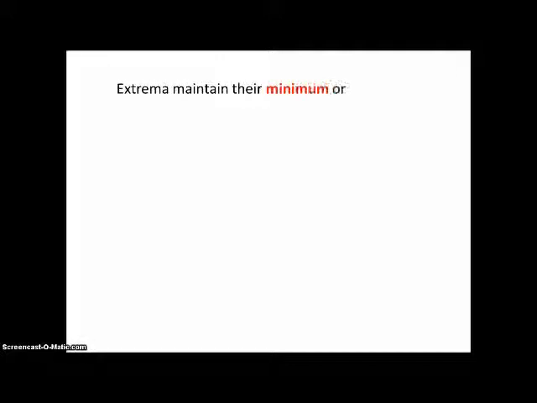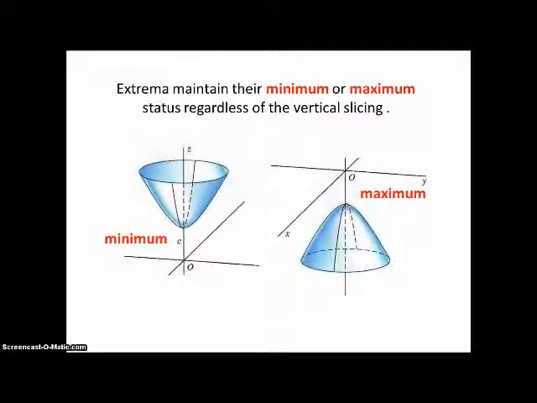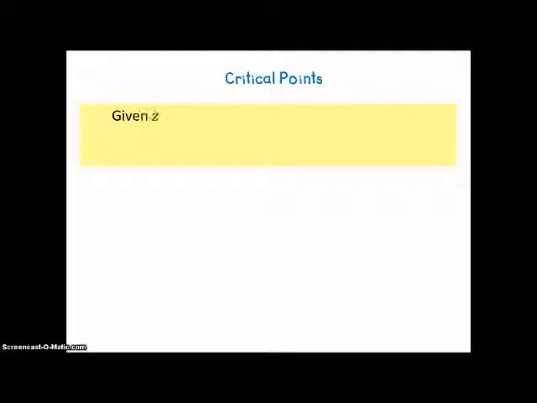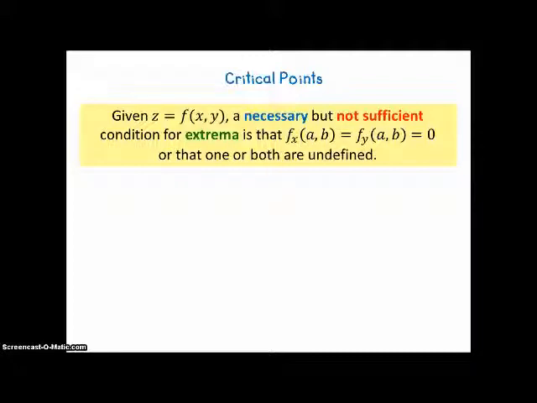Extrema maintain their minimum or maximum status regardless of the vertical slicing. So there's a minimum and there's a maximum, and no matter how you slice them vertically, every trace will have the same minimum and maximum point. Critical points. Given z equals a function in two variables, a necessary but not sufficient condition for extrema is that both partial derivatives at the given point are 0, or that one or both are undefined. Now in the textbook examples, we rarely find a function that has an undefined partial derivative, but it bears mentioning.